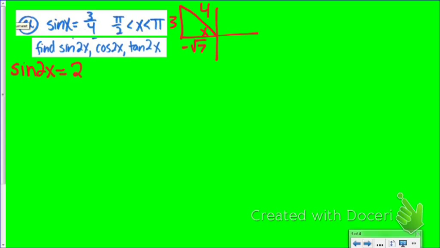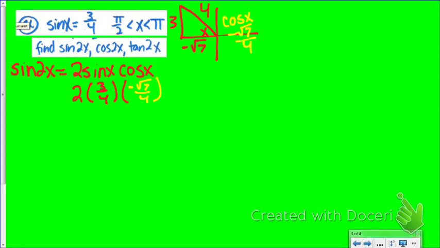So we're going to expand this using our chart, and then we're just going to start filling in values that we know. So I know I still have a 2. The sine of x can be replaced with 3/4, and now the cosine of x I can replace by looking at my chart, or looking at my triangle. Cosine is adjacent over hypotenuse. So I'm going to replace cosine of x with negative root 7 over 4. And it's not just replacing x, it's replacing the entire cosine of x.